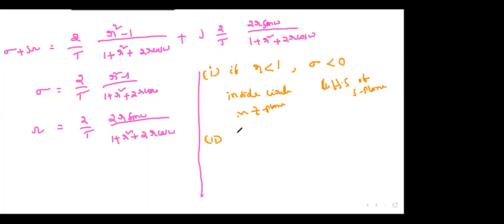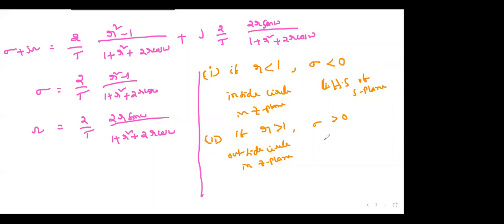Next case, if r is greater than 1, outside the unit circle in the z plane, what will be the case? Sandhya, what will be the sigma value for r greater than 1? Positive, sir. R square is too much greater than 1, so it is positive only. The denominator I am not checking because everything is positive only. So negative or positive depends only on the numerator. So sigma is greater than 0.